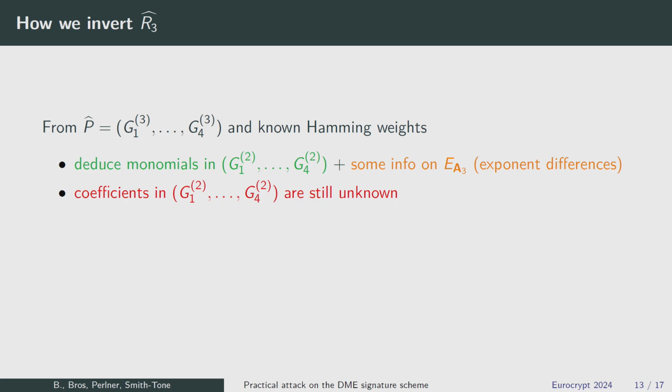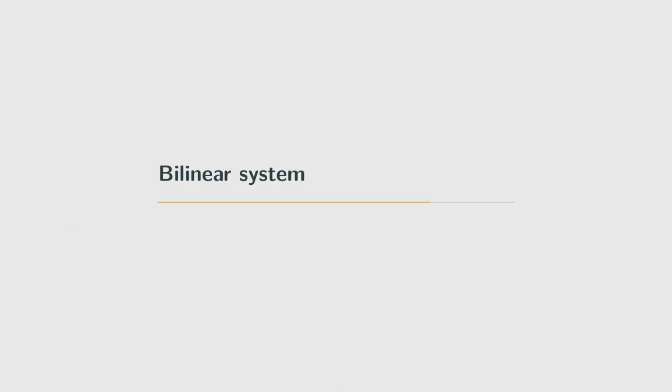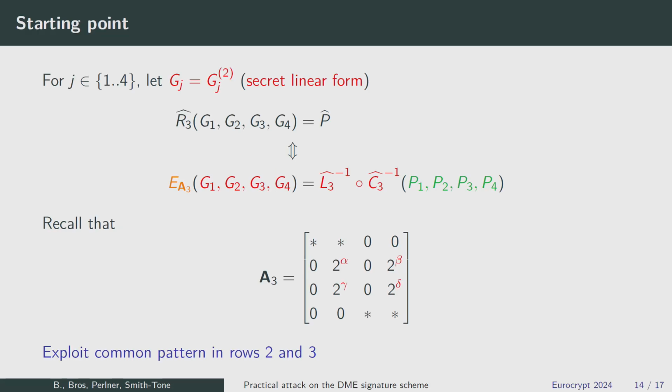So at this stage, in my intermediate state, what remains unknown is the set of coefficients. And so our strategy to find these coefficients was to model this problem of finding them by polynomial equations. So for the last round, in particular, we had to solve 1 bilinear system and 2 linear systems. In these systems, the variables are precisely the unknown coefficients I'm looking for, and the scalars are the monomials that I have just retrieved by my Hamming weight analysis. So finally, I will show you what the bilinear system looks like. For this, I have to come back to the definition of the last round.